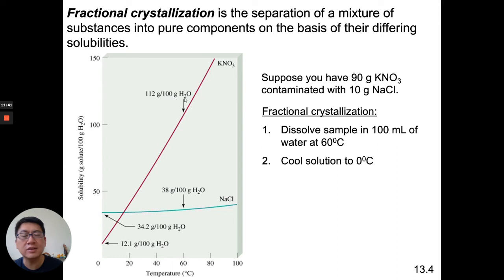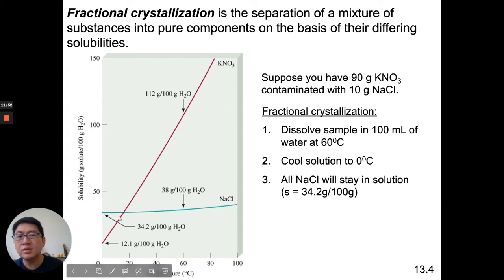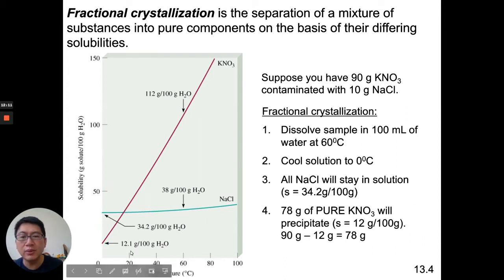Then cool it down to 0 degrees Celsius. At 0 degrees Celsius, the salt will still stay dissolved. All the salt will stay dissolved in solution because 34.2 grams of it will stay dissolved. And you only had 10 grams of salt. But of my 90 grams of potassium nitrate, only 12 grams of potassium nitrate will stay dissolved. But I had 90 grams in it. 90 minus 12 is 78.